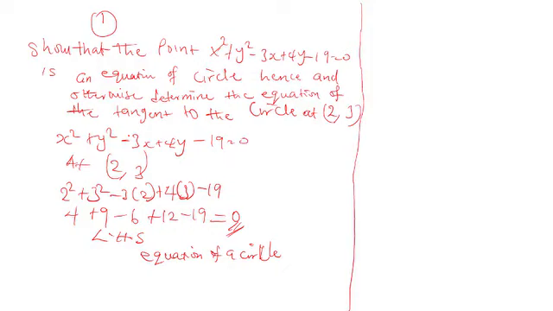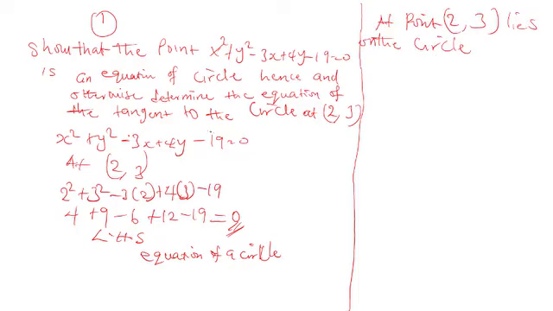Now let's go into detailed solving of this. So we'll go this way. Point (2, 3) lies on the circle.